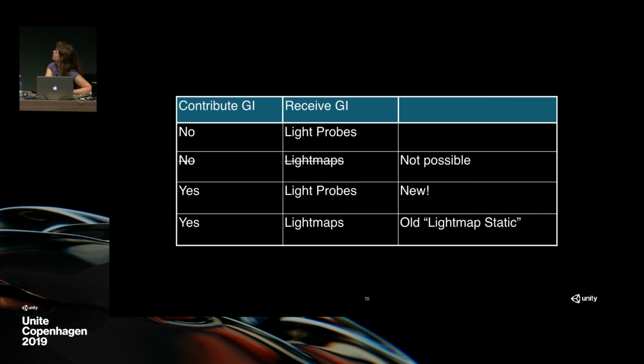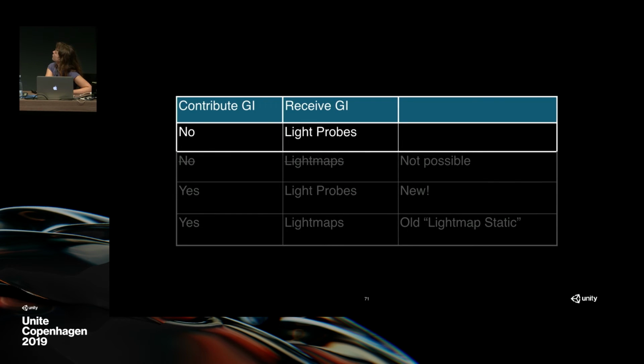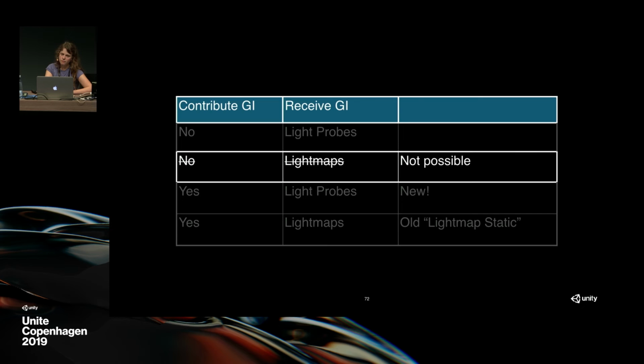So if you look at this table, we have the first one, which doesn't contribute to any GI. It's just a dynamic object, and it's using light probes. So this is what we always had. It's just a normal dynamic object. Then we have this option, which is not available. We're still discussing if we should implement it, but yeah.